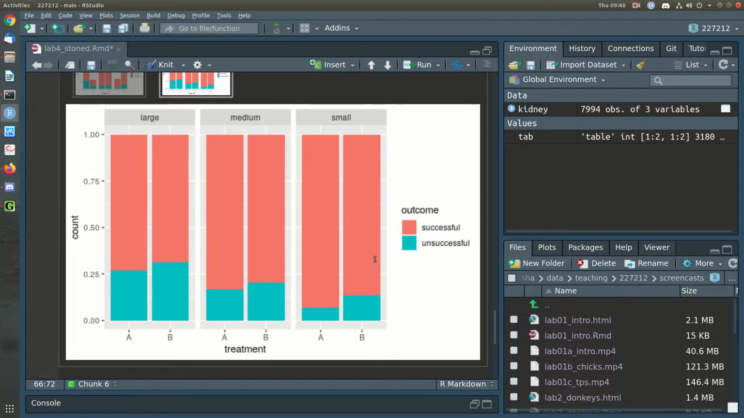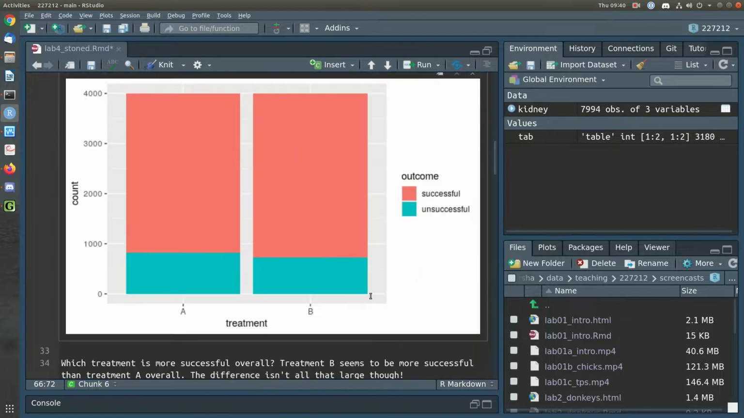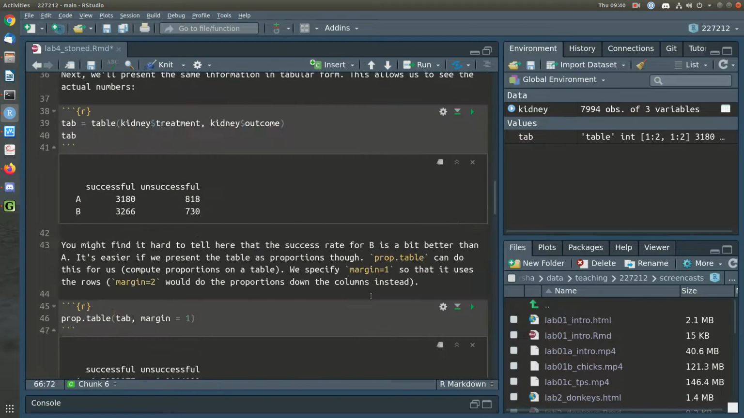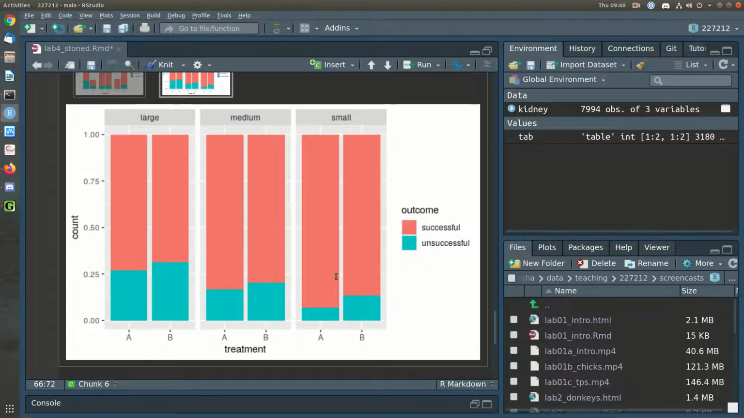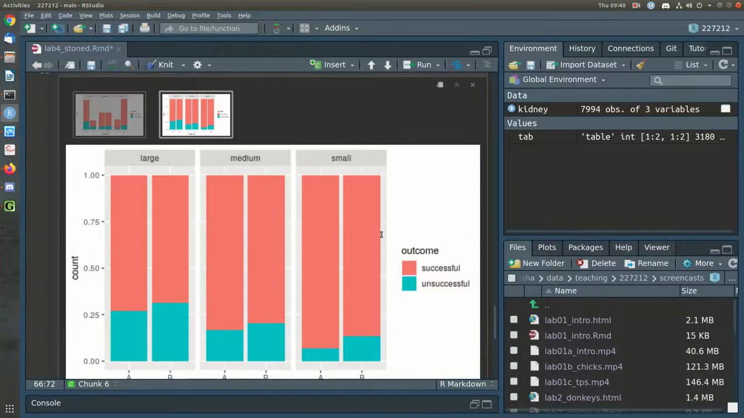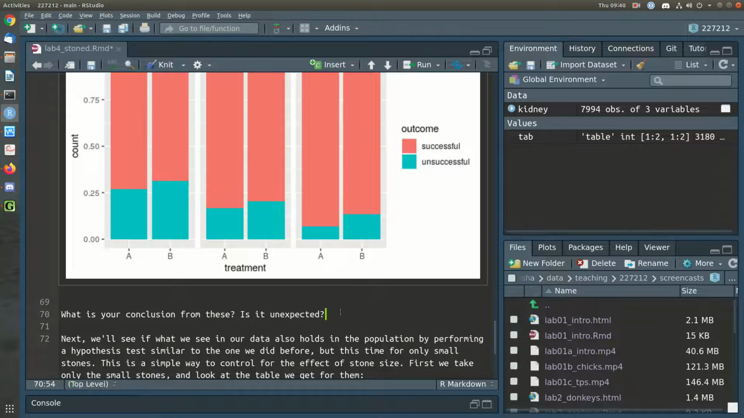Note that that's somewhat strange, isn't it? Because back up here, clearly B was better than A overall. But when we look at all the different size stones, in fact, A is better than B. Now that should hopefully be somewhat counterintuitive to you. So we're going to repeat the process of testing to see whether this difference that we see in our sample holds in the population, and then later on we'll see if we can come up with something that explains this discrepancy. So what is our conclusion from these?